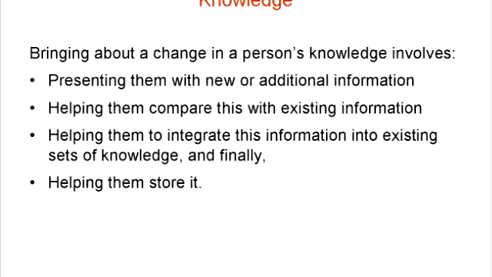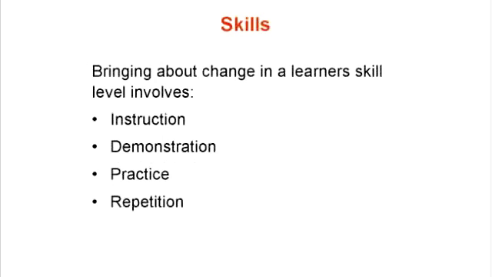Looking at skills, bringing about change in a learner's skill level involves instruction, demonstration, practice, repetition. As a tutor, you will need a range of strategies that enable you to describe and demonstrate particular skills. This may involve breaking down the skill into sub-skills and having the learner attempt mastery of each sub-skill before putting them all together. You will need to pace the instruction, demonstration and practice in relation to the abilities of the learner. You should provide opportunities for the learner to practice and repeat what they have learned.